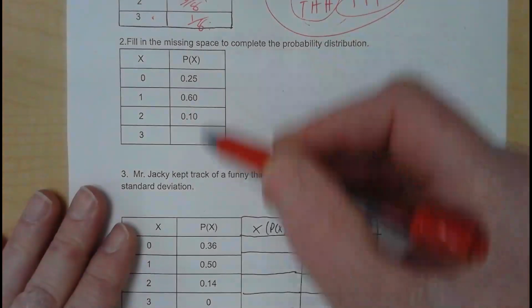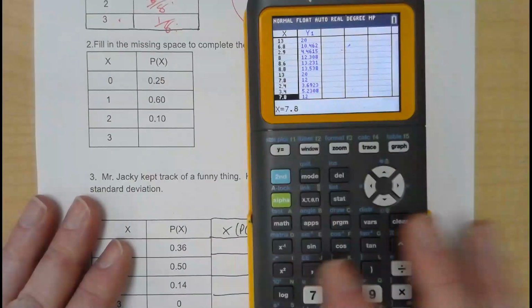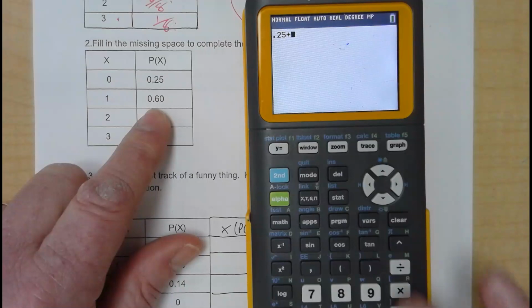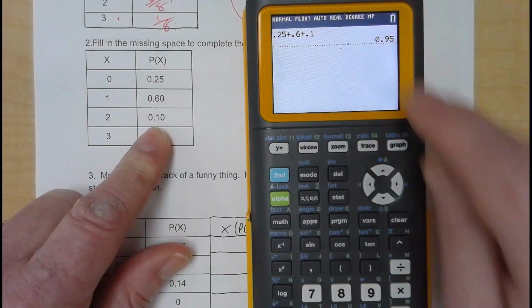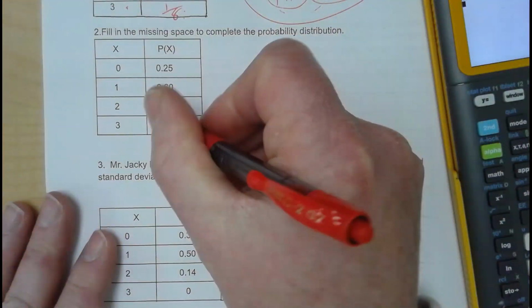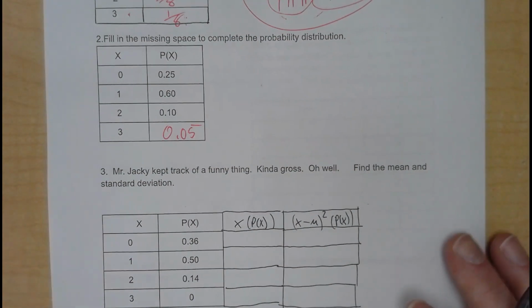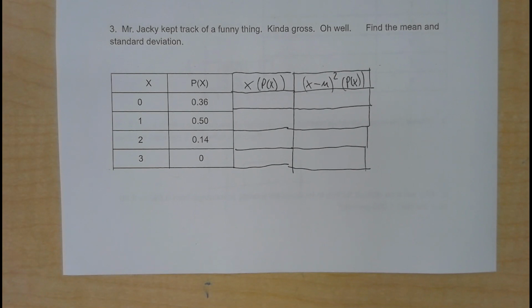All right, so this has to add up to 1. So we just look at this and we say, hey, how does this add up to 1? We get 0.25 plus 0.60 plus 0.1. That's 95%, or 0.95, so that means 5% is missing. 0.05, that's it.